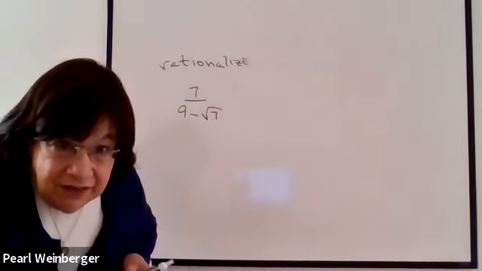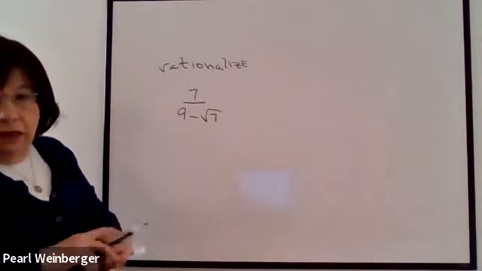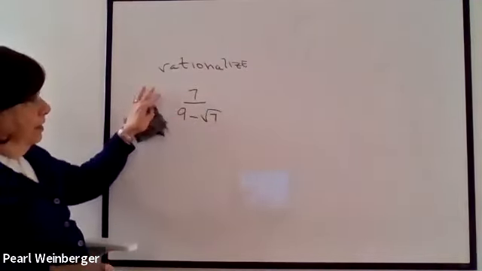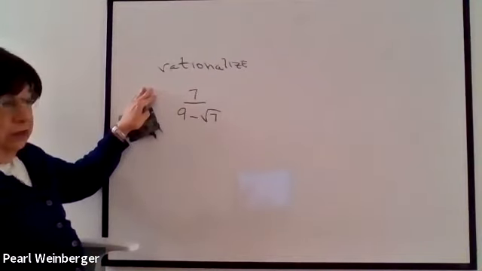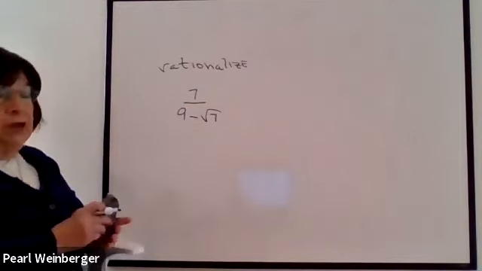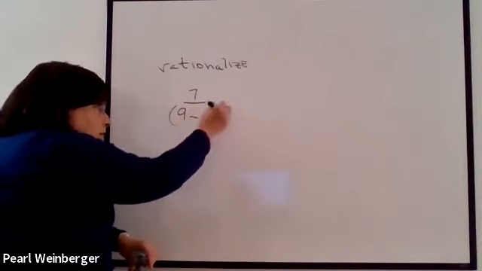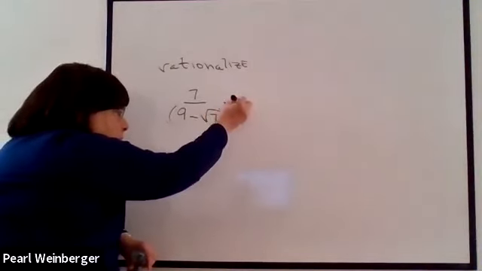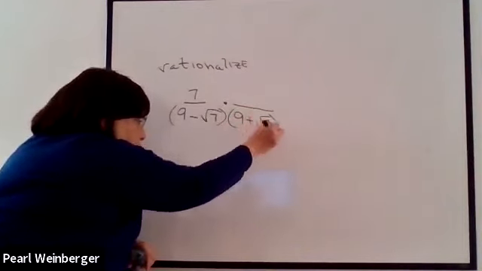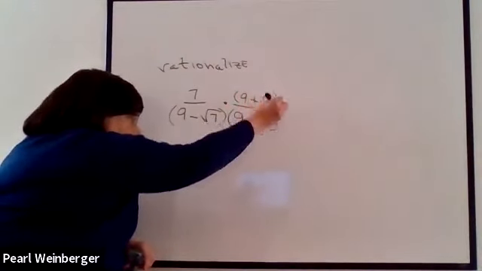Okay, let's see if that's correct. Looks good. Again, it might say divide, it might say rationalize the denominator, but whenever we see a fraction that has a radical in the denominator, we want to get rid of that radical. So this is the binomial 9 minus radical 7. So we're going to multiply this by 9 plus radical 7.